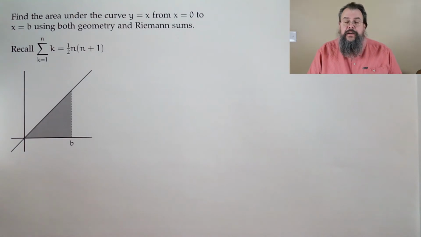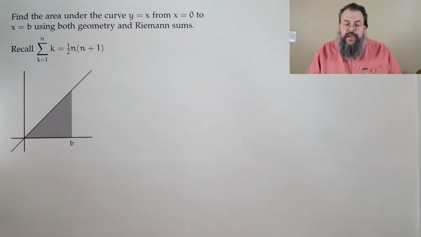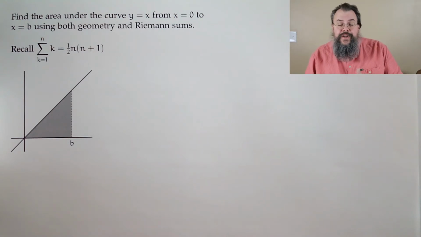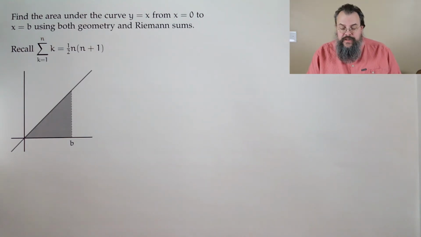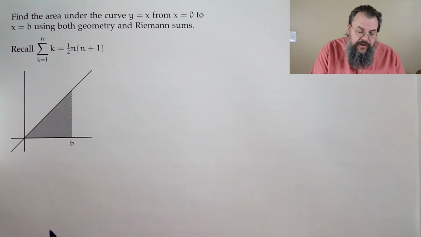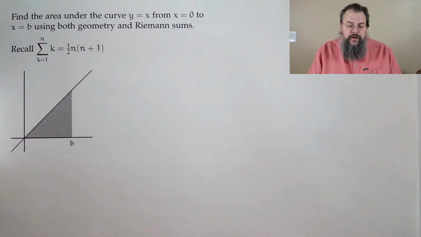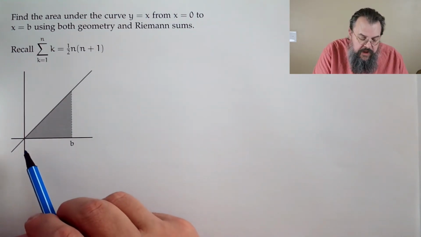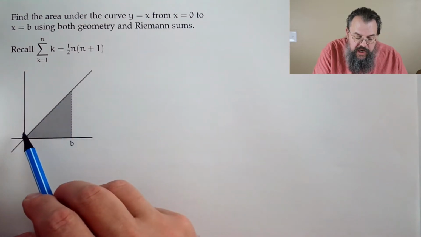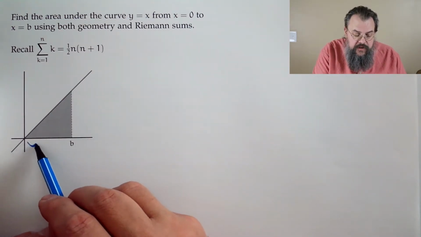Find the area under the curve y equals x from 0 to b. Again, geometry and Riemann sums. Okay, so let's think of the geometry. Now, if we see this curve, y equals x, we say, oh, well, that's not so bad, because what we see here, this shaded part, that's what we're after. That's the area. And it's a triangle.